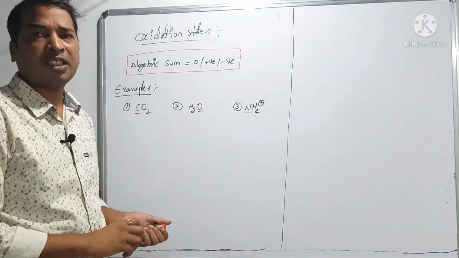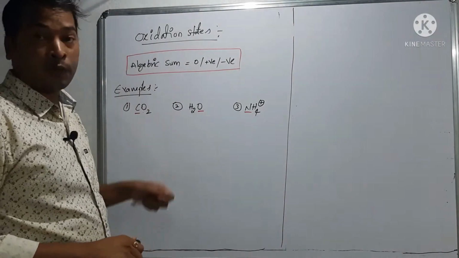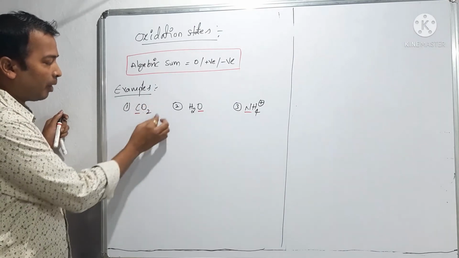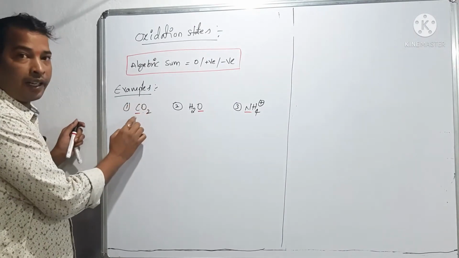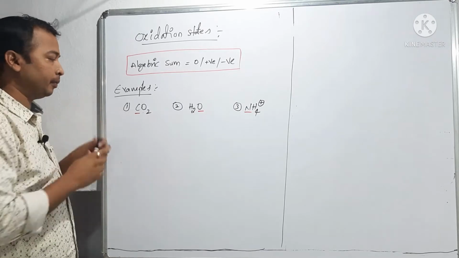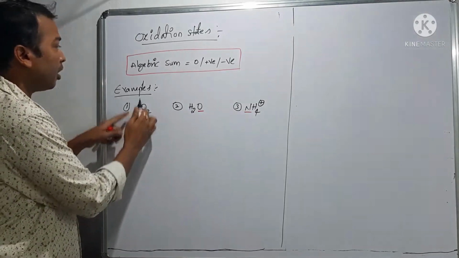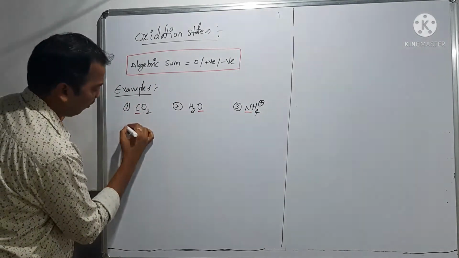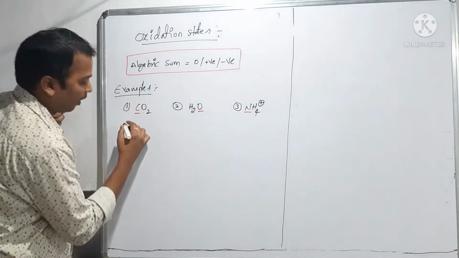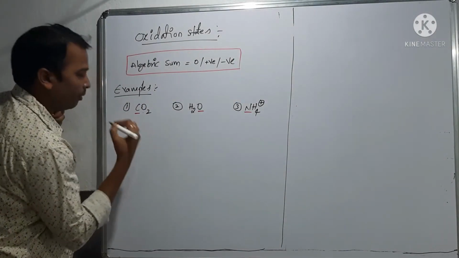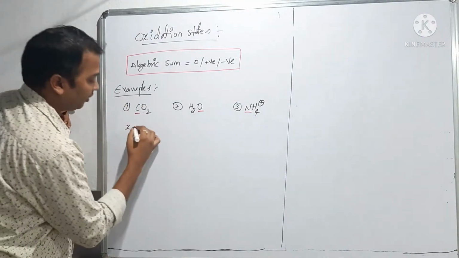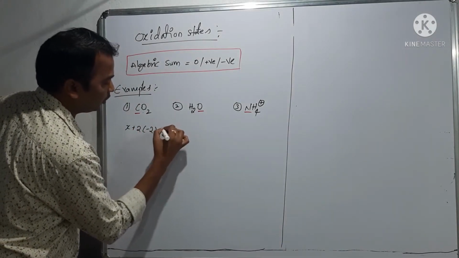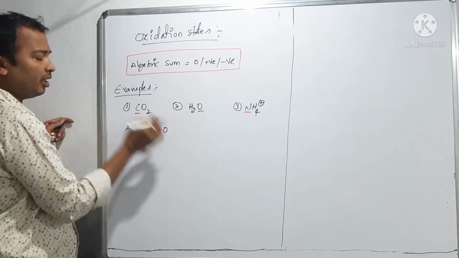So here I am taking some examples to find oxidation states. The first example is carbon dioxide. Here they are asking us to find the oxidation state of carbon. It is a neutral molecule, so I am using the formula like this. Algebraic sum: the number of carbon atoms is 1, and we don't know the charge on the carbon atom, so I take it as x, plus the number of oxygens is 2 and the charge on oxygen is -2. The overall charge equals 0 because it is a neutral molecule.